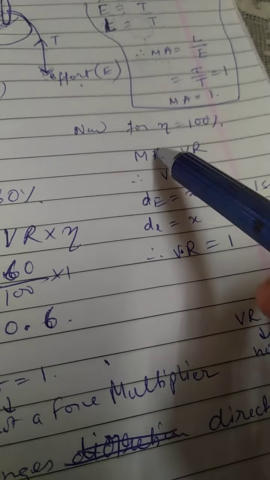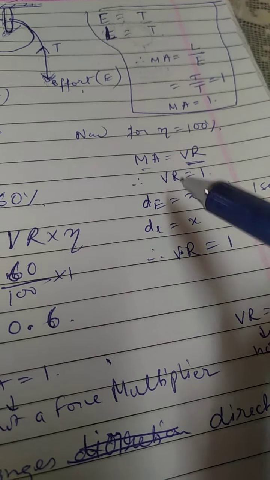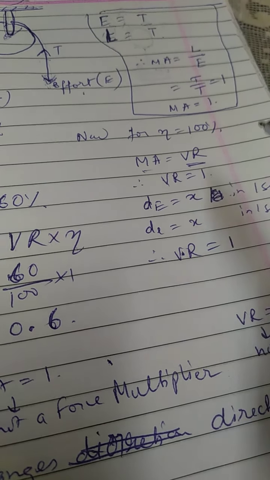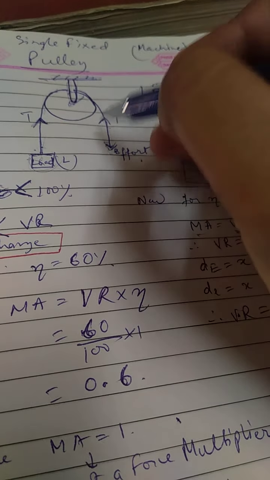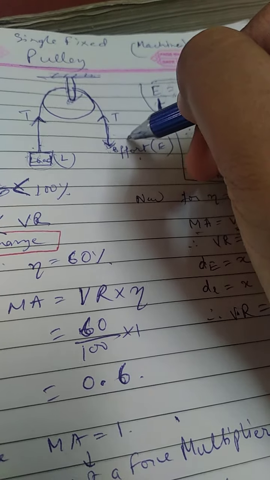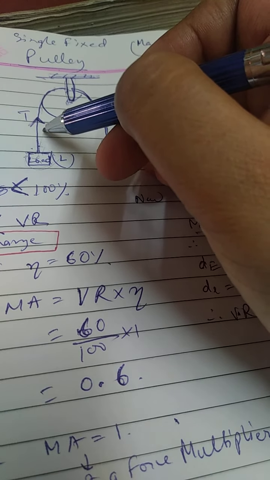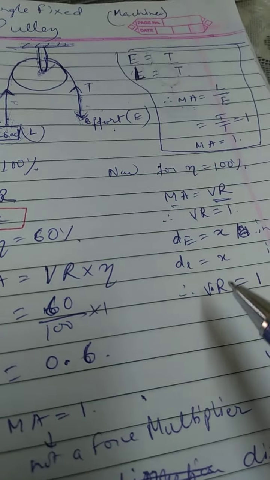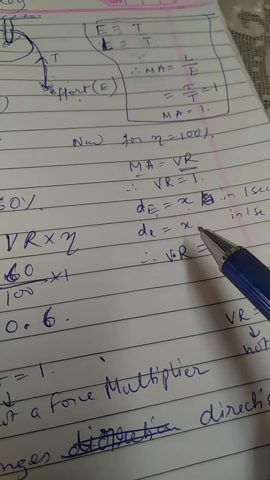So in that case, what will happen? Mechanical advantage will be equal to velocity ratio. So velocity ratio is equal to 1. Now how is the velocity ratio becoming 1? Suppose when we are pulling it, it has moved a distance x downward in 1 second. In the same way the load will move a distance x upward. So let's take the distance moved by the effort is x, distance moved by the load is x.